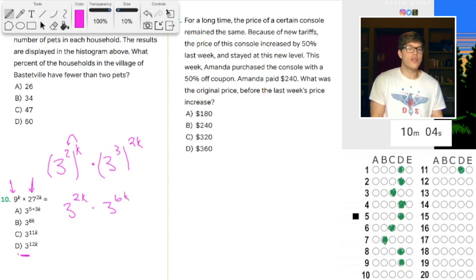And now whenever we have separate terms that are being multiplied together with the same base, then we get to add the exponents. This is like saying 3 times 3, and this is like saying 3 times 3 times 3 times 3 times 3 times 3. So we have a total of 8 of these. So this equals 3 to the 8k. We're adding them, we're not multiplying. Don't make the mistake to say 12k, that's not right, we're adding them. So 10 is B.